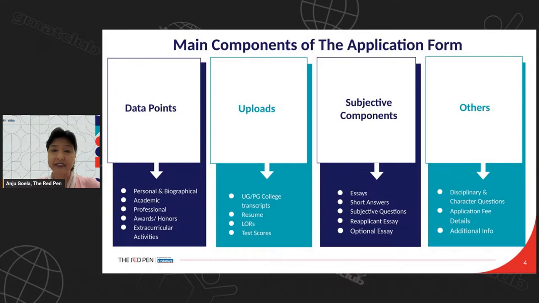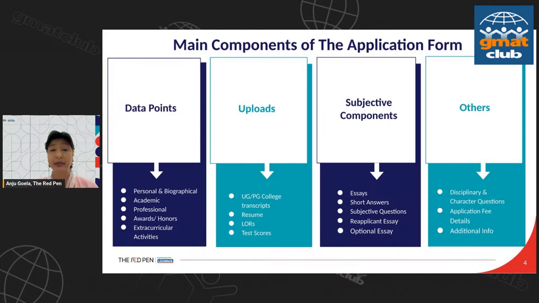Let's look at the subjective components of the application. Of course, the most weighted part of the applications, and we're going to talk about this a little later, the essays. Then there are certain short answers. For instance, Columbia has two short answers on the short and long-term goals, barely 50 characters. Then there are subjective questions. The subjective questions are a little different from the short answers and the essays.